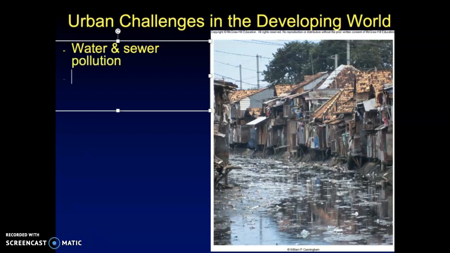So pollution, water and sewer pollution, huge problem. Sanitation, let's just lump that under sanitation issues. You have millions of people converging into an urban environment. You don't have the infrastructure or the resources. Your water quality and your pollution issues are going to explode. Sanitation is a major concern in developing countries.